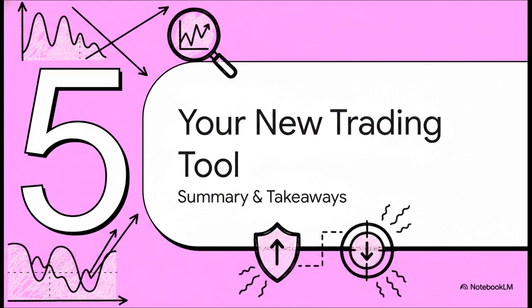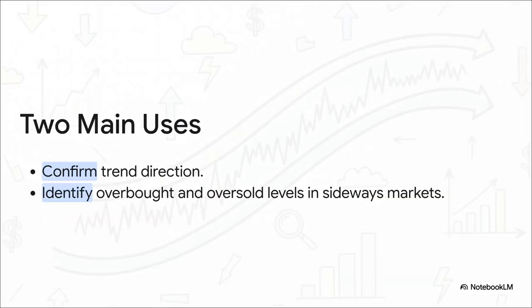Okay, let's wrap this all up. We've seen how versatile this indicator is. It can serve 2 very different but very important functions, depending on what the market is doing. So the big takeaway here is that moving average envelopes kind of have a dual personality. In a strong trend, use them for confirmation. In a flat, sideways market, use them to spot potential turning points at the edges.